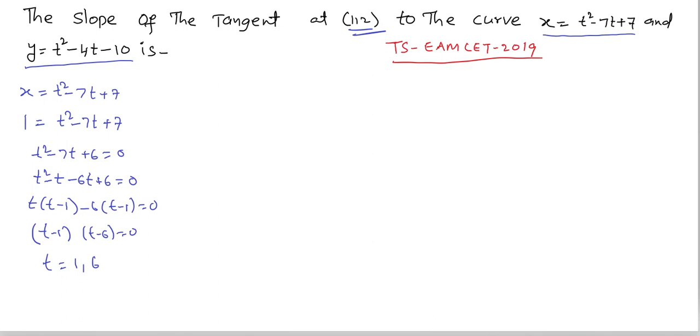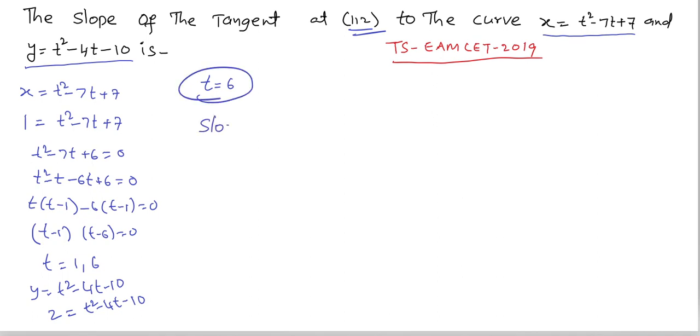Substituting t is equal to 1 in the y equation, y is equal to t square minus 4t minus 10. Y is given 2, that is 2 is equal to t square minus 4t minus 10. If we substitute t is equal to 1, 1 minus 4 minus 10 is minus 13, this is not 2, so 1 is not satisfied. So put t is equal to 6, that is 36 minus 24, 12, 12 minus 10, 2. So t is equal to 6 satisfies both the equations.